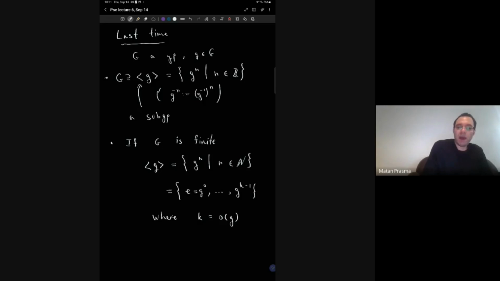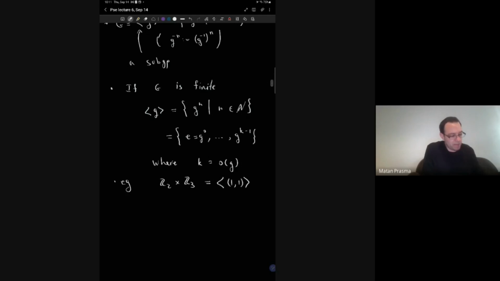Okay, and we saw an example, e.g., you take integers modulo 2 times integers modulo 3, and this is generated by the element (1,1). If you add (1,1) to itself 6 times, you get (0,0), which is the neutral element in this group. So this group is cyclic.